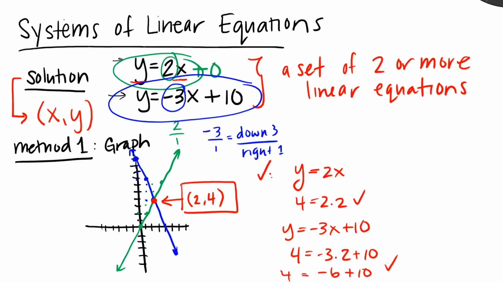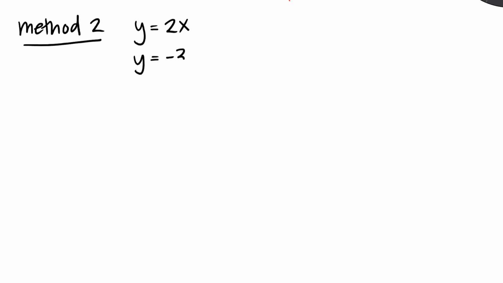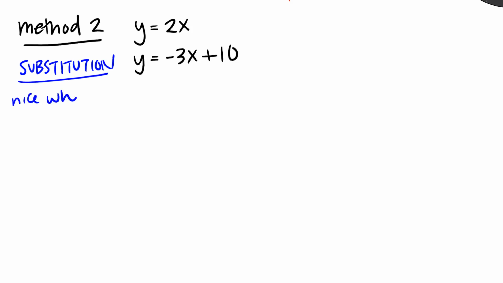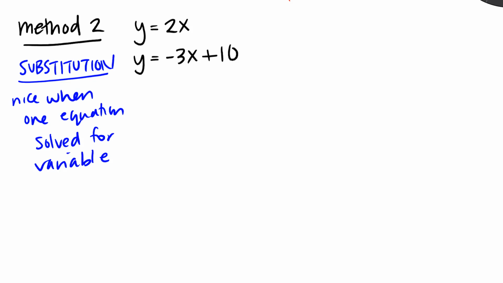Method 2. Let's go ahead and do the exact same two lines. So y is equal to 2x and y is equal to -3x plus 10. The second method we learned in class was substitution. Substitution is nice, especially when we have one equation solved for a variable, which we do have here. Either equation actually fits this, but at least one needs to be. So we have y is equal to 2x.